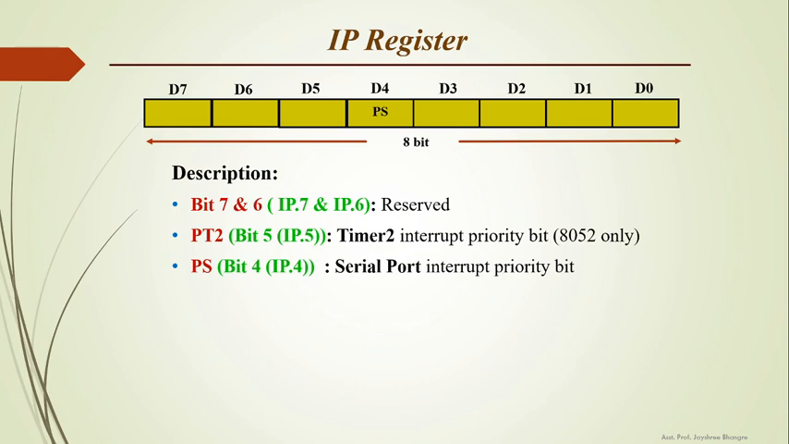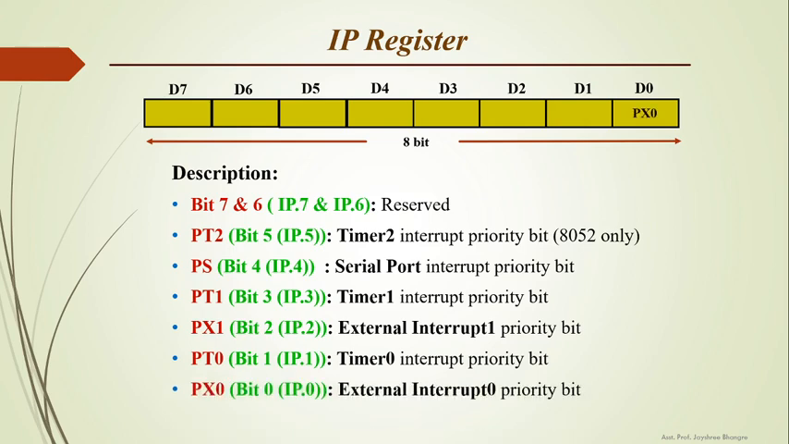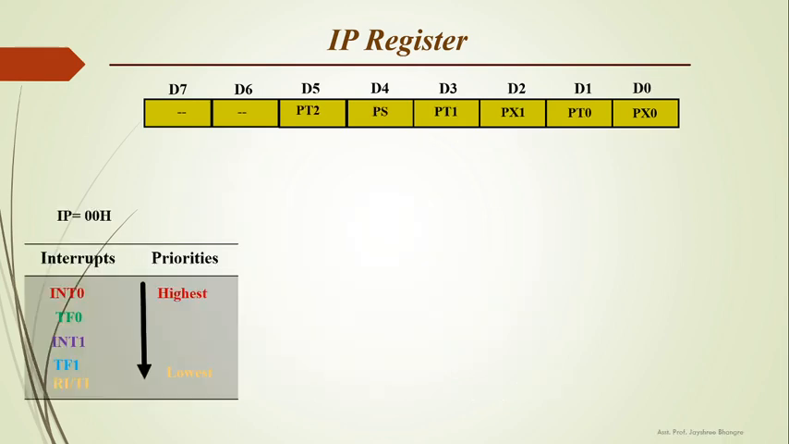Then bit 4 is used for serial port interrupt to assign the priority. Bit D3 is used to assign the priority for timer 1 interrupt. D2 is used to assign priority for external interrupt 1. PT0, that is bit 1, is used for timer 0 interrupt. And D0, that is PX0, this bit is used to assign priority for external interrupt 0. So let's see how we can assign the priorities to these interrupts.